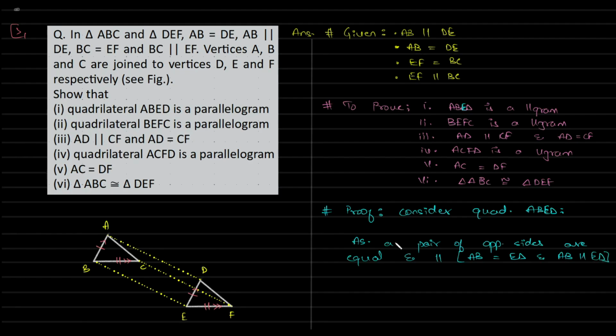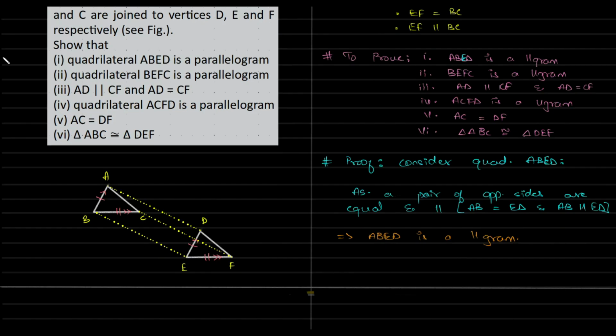This is what I am talking about. So what can we conclude? This implies ABED is a parallelogram. Okay, this is a theorem, right? So first part done. And of course you guys can guess the second part.